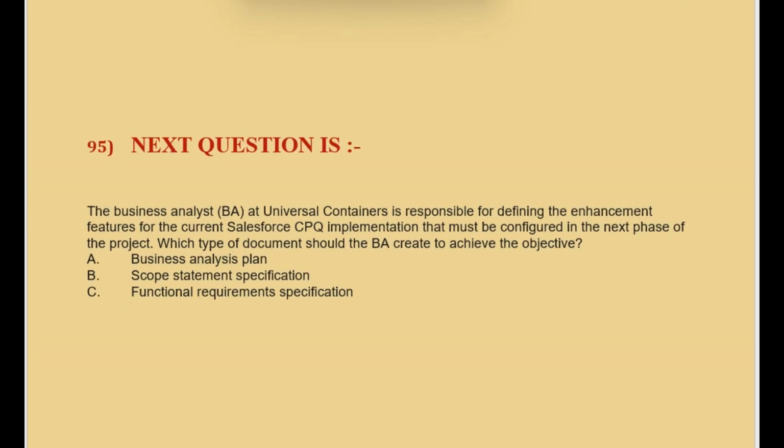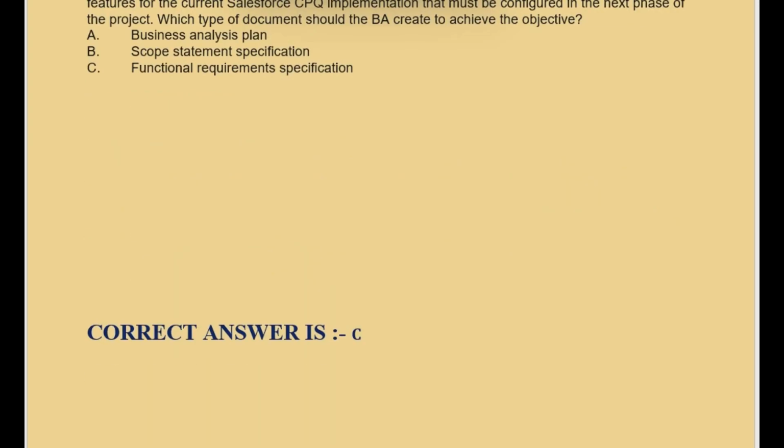Question is, the business analyst (BA) at Universal Containers is responsible for defining the enhancement features for the current Salesforce CPQ implementation that must be configured in the next phase of the project. Which type of document should the BA create to achieve the objective? Option A, business analysis plan. Option B, scope statement specification. Option C, functional requirements specification. Correct answer is option C.